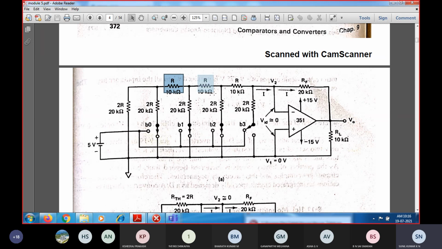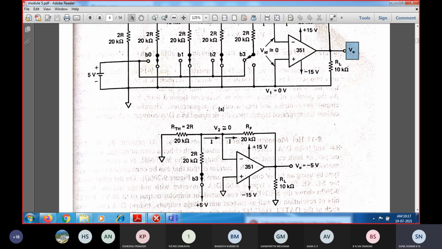So that R will be in series with this, so 2R parallel to R, so again the equivalent resistance is R. So R plus R is 2R, so 2R parallel with 2R, so you will have the equivalent resistance of all these, whenever it is connected to 0, equal to R itself. So this will be equal to R. So RF by R, since it is an inverting amplifier, the equivalent resistance is R, so we will have minus RF by R as the gain, and correspondingly we get the output voltage.